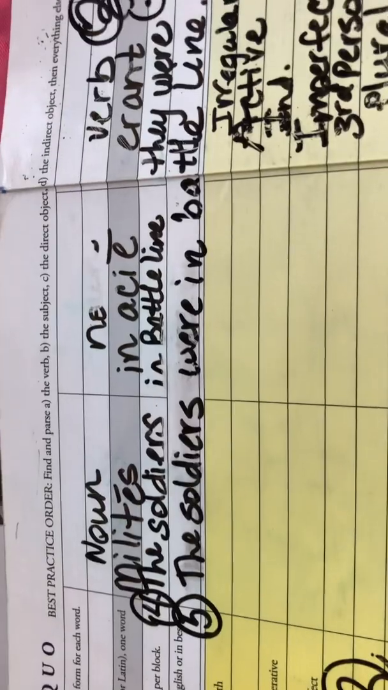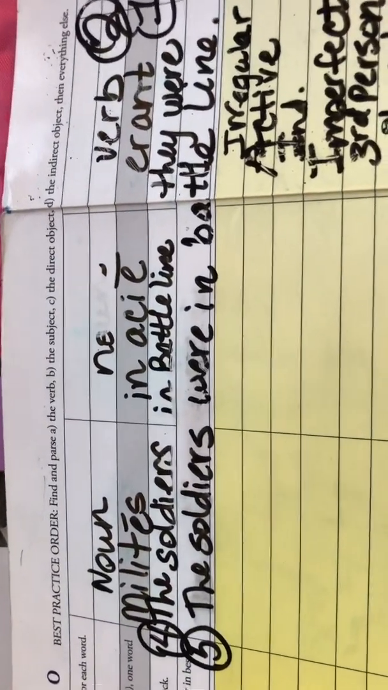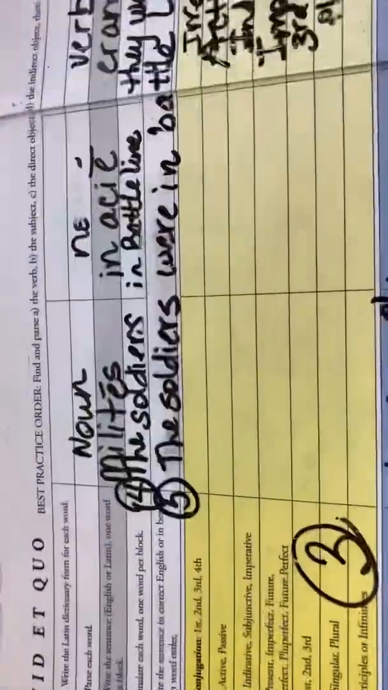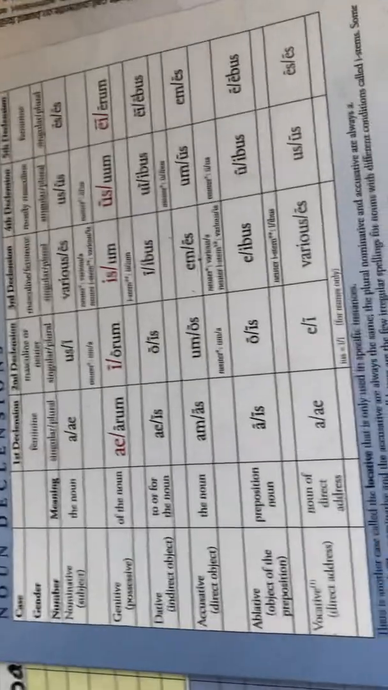Okay, now it says best practice at the top, find and parse the subject. All right, well, I'm not sure for sure which one's going to be the subject, so I'm just going to start with my first noun, militis. I look at this noun, and I don't remember what declension it is. So this handy Trivium table just folds back. So now I can see all of my nouns.